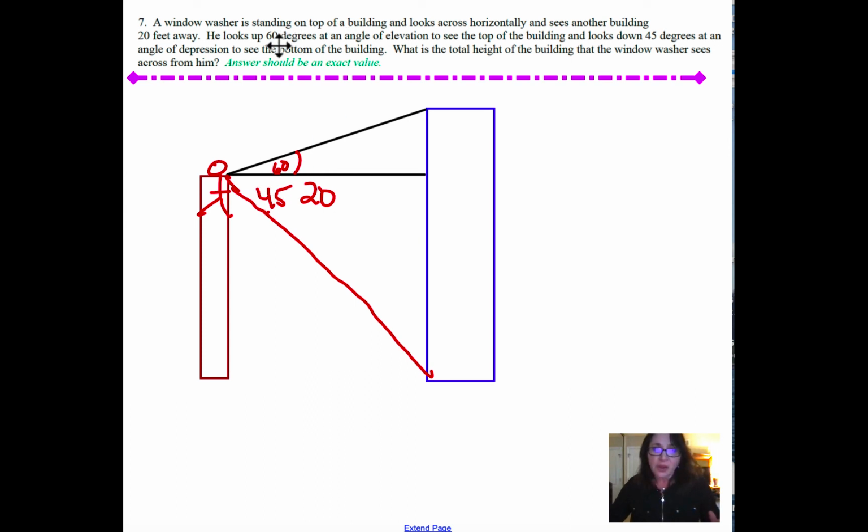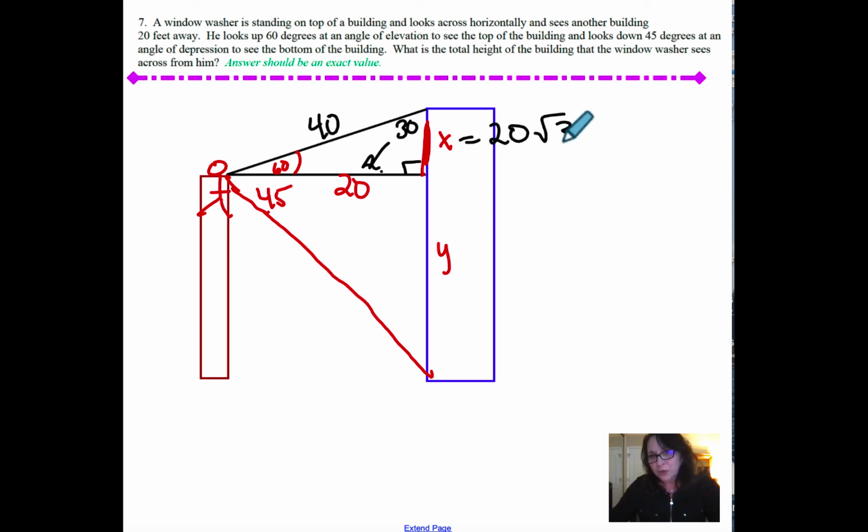All right. So what do we know? It says, what is the total height of the building? So they want this length here, and then they want that length there. So we're going to add X, and then we're going to add Y. Let's just look at our values and see what we have. Across from the 30-degree angle, which I usually call A, is 20. Across from the 90 is twice of that, and that's going to be 40. But across from the 60 is A root 3. So this would equal 20 root 3.